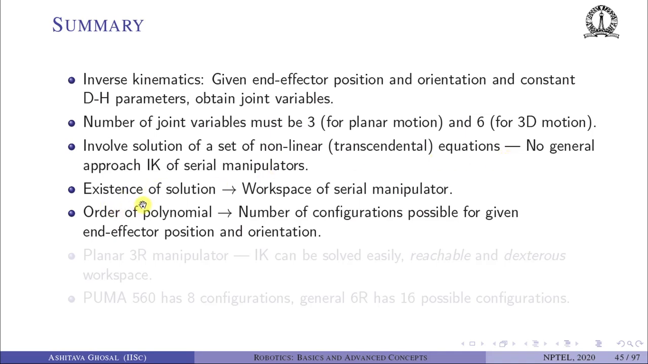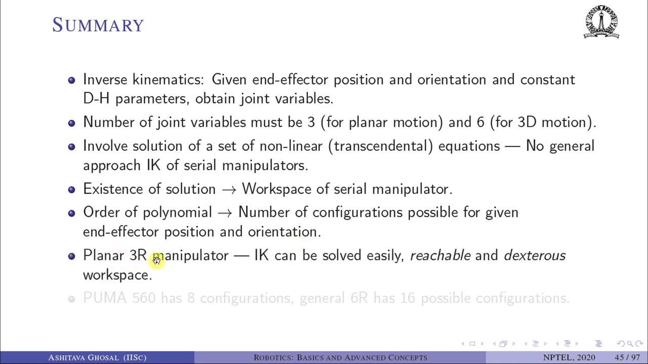The existence of solution leads to the notion of workspace of a serial manipulator. So we looked at the planar 3R example and showed that cos inverse of something, that something should lie between plus minus 1, and then that gives this whole idea of a workspace of the planar robot. The order of the polynomial, the single polynomial which you obtain to find one of the joint variables, gives you the number of possible configurations for a given end effector position and orientation.